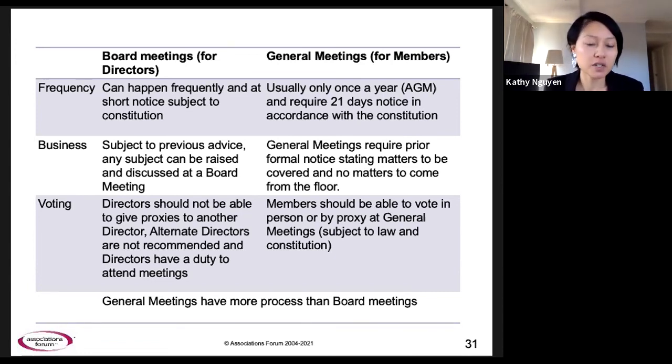And voting. Directors should not be able to give proxies to another director. Alternate directors are not recommended. And importantly, directors have a duty to attend meetings. So right now, the minimum standard of any committee member or board member is that you attend every meeting. And not only that, you have to come prepared. Members, on the other hand, can choose to attend an AGM or not, and they can appoint a proxy if they can't attend in person. And usually general meetings have more process than board meetings.